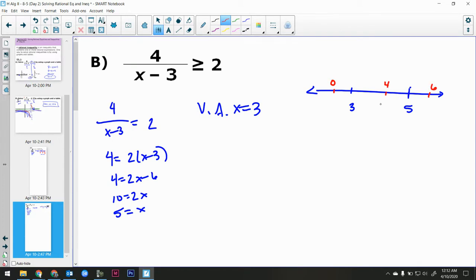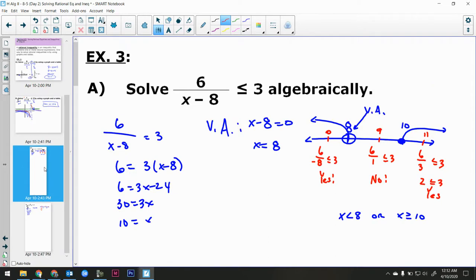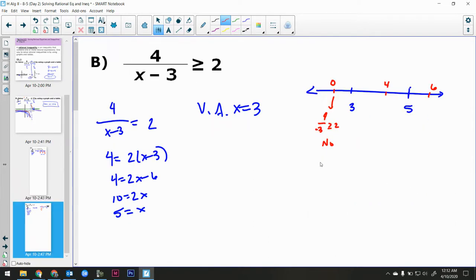Those could be whatever you want, right? I'm just picking those numbers out of thin air. Could I choose 4.5 in the middle between 3 and 5? Sure, whatever. Could I pick 10 million in front of 5? Sure, whatever you want to do. Okay, so let's pick 0 and see what happens. 0 is going to get us 4 over negative 3 is greater than or equal to 2. That's a no, right? That is not a true statement. The last one was a true statement because anything negative is less than or equal to a positive number. This is the opposite. Anything negative is not greater than a positive number.